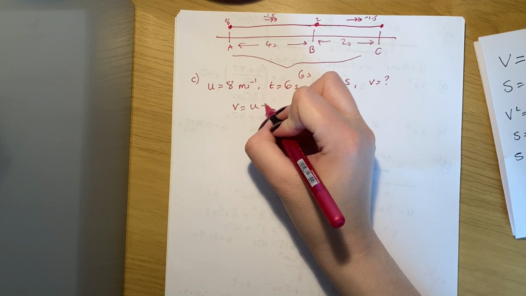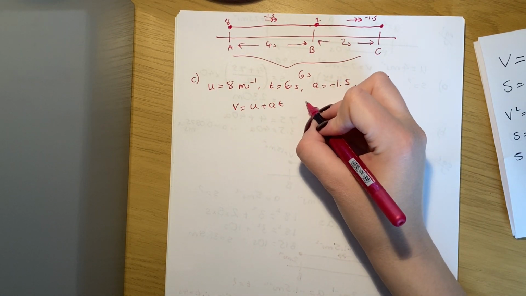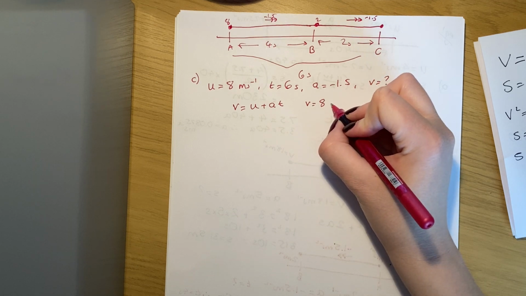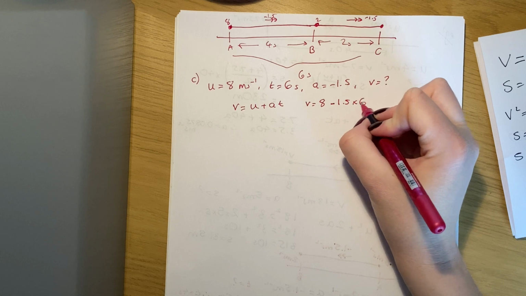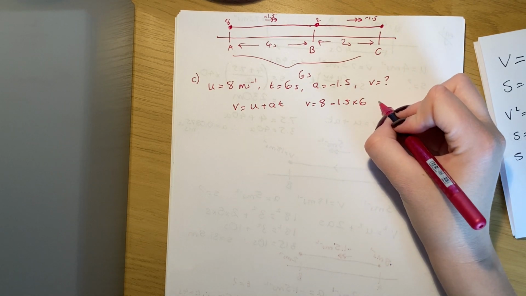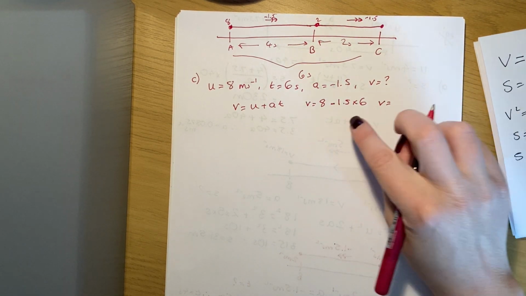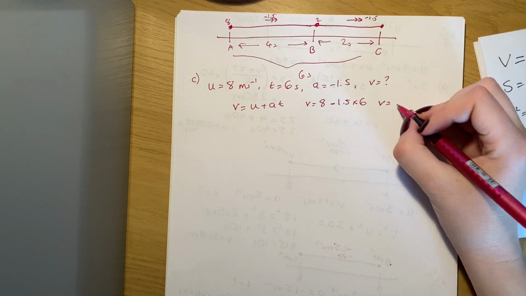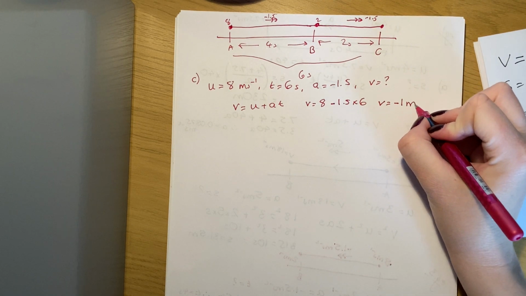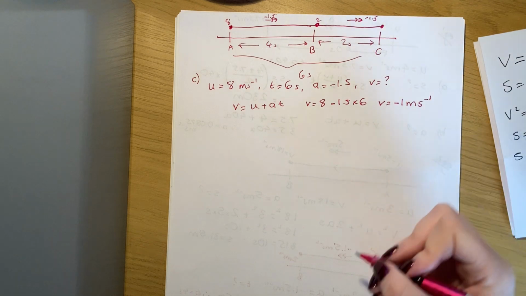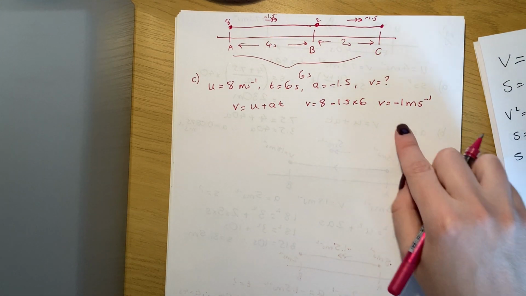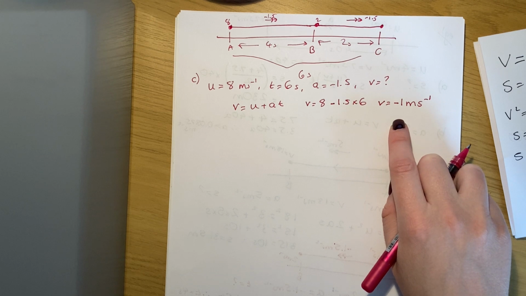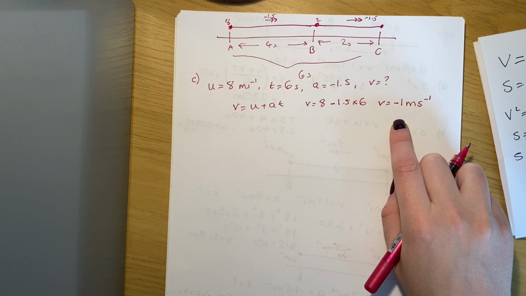So v equals u plus at. So v is equal to 8 minus 1.5 times 6. So 1.5 times 6 is 9. So therefore our velocity is negative 1 metres per second. So that means that at point C, they're actually travelling in the other direction.